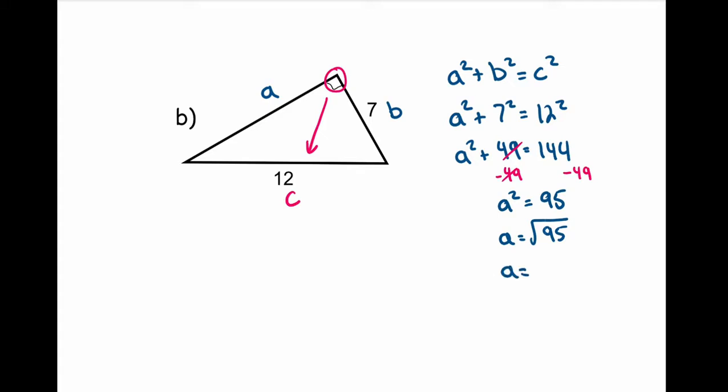And in the end, square root of 95, we get 9.75 as our answer. So our missing leg or unknown side is 9.75. And again, this number now does seem reasonable compared to my other values.